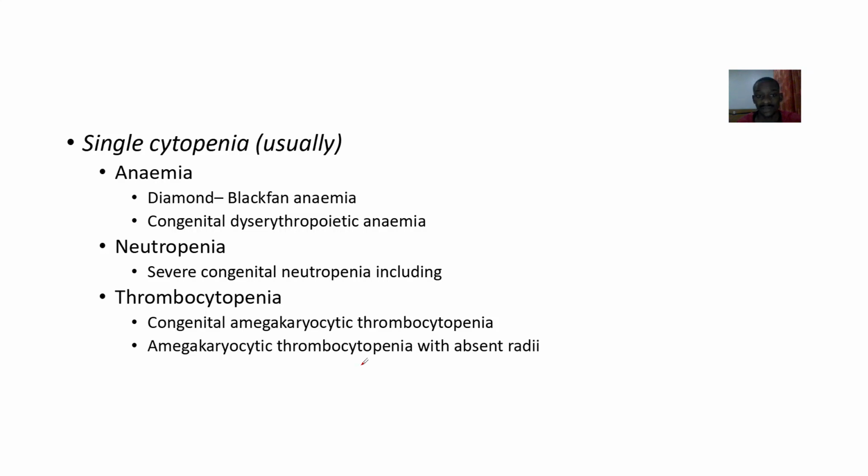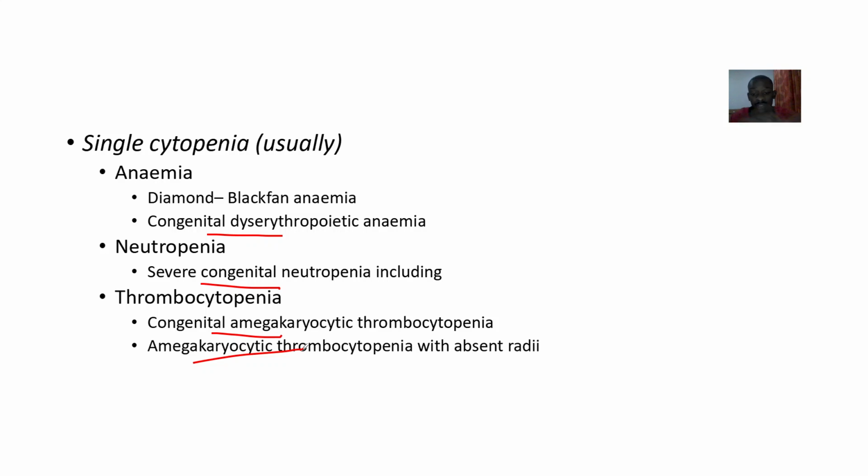Then single cytopenia is usually like anemia. So anemias like Diamond-Blackfan anemia, congenital dyserythropoietic anemia, severe congenital neutropenia, including things like thrombocytopenia, where your platelet levels are going low. It could be congenital amegakaryocytic thrombocytopenia or thrombocytopenia with absent radii. That's when the child is born with the absence of the radius bone.